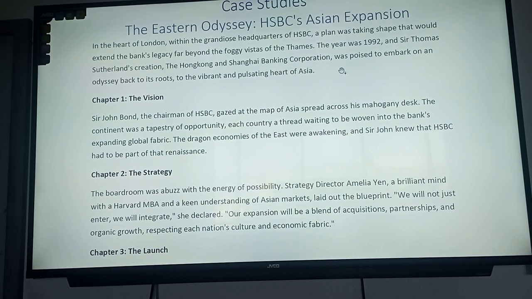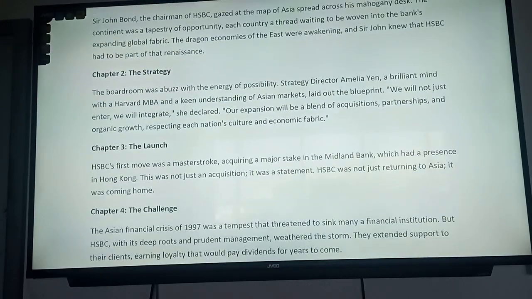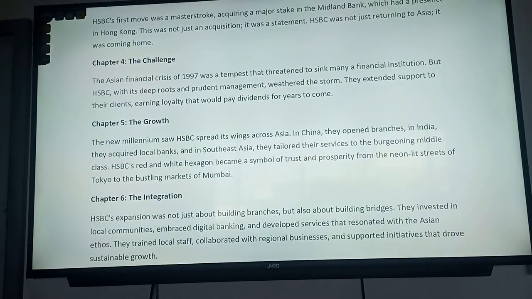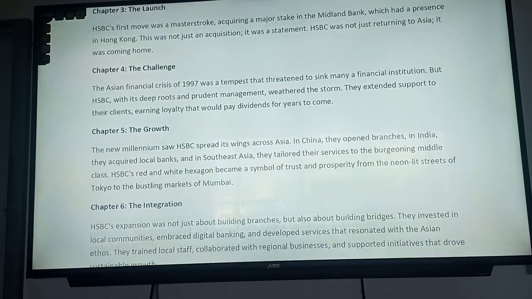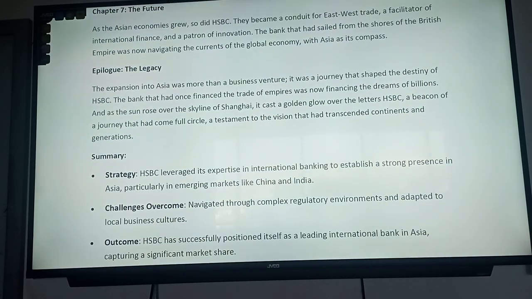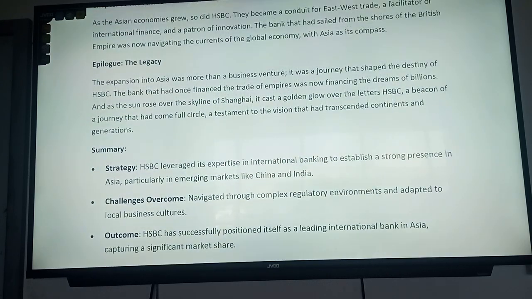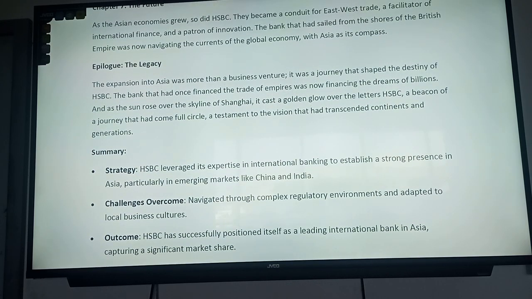So here's a case study of HSBC's Asian expansion, and we have given a real life case example to learn about the expansion strategy, the challenges, and how they managed to tackle those. We'll just summarize the whole case for your ease, and you need to study the case study for the exam.